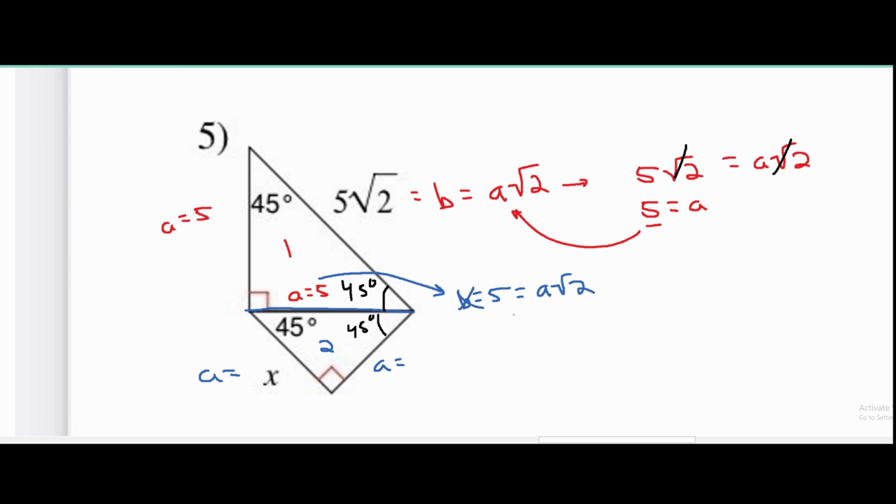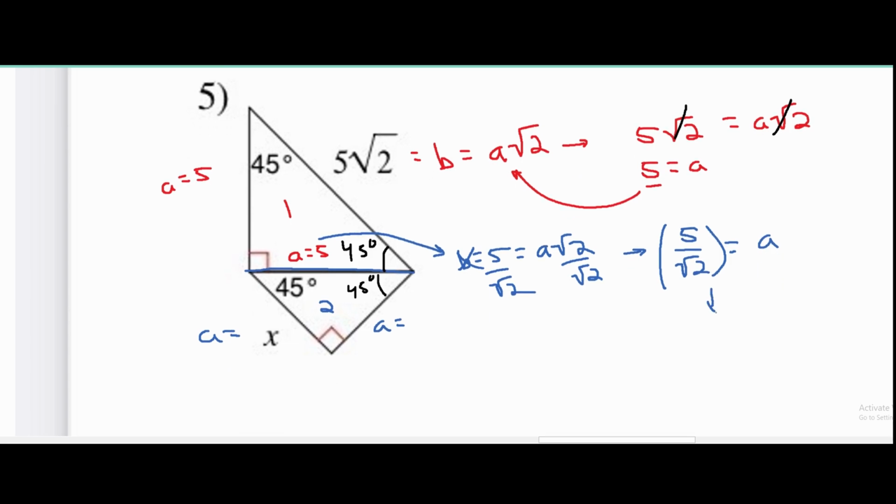To solve for a, get rid of this b. We'll divide both sides by the square root of 2 so that we get a by itself. So we're going to be left with 5 over square root of 2 is equal to a. We can multiply our numerator and denominator by square root of 2. And if we do this, we're going to get 5 square root of 2 over 2, and that is equal to a. The reason why we're multiplying the top and bottom by square root of 2 is because we want to simplify the denominator, because a square root times the square root of the same thing is just equal to itself without the square root.